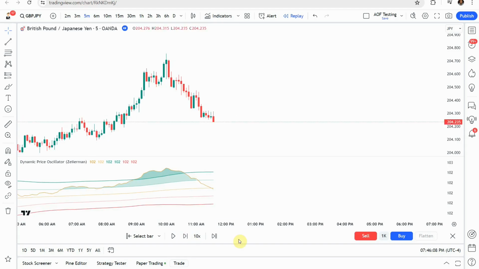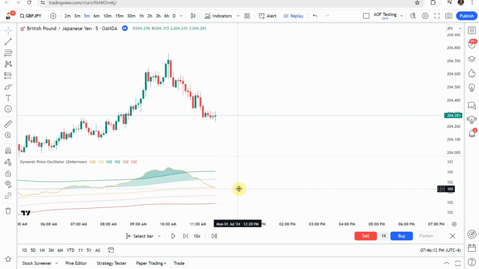And just about there, you can see it comes down, crosses down, hitting that mean reversion line there. All right, so that puts us at the end of the testing right there.